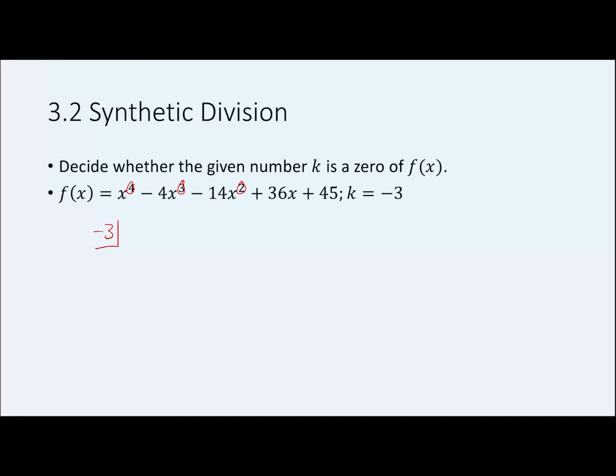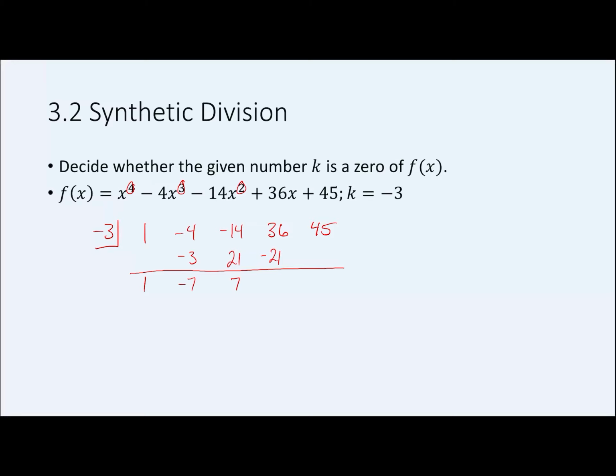Okay, so hopefully you paused the video, you tried this one on your own, and you're able to tell if it is a solution or not. Now, -3 is the number we're going to use to divide by. We're wanting to know, is -3 a solution? And if you look at our terms, we have x to the 4th, x cubed, x squared, x, and then our constant. So we have every term. There's no 0 that has to be put in because there's no missing term. And so our coefficients are 1, -4, -14, 36, and 45.